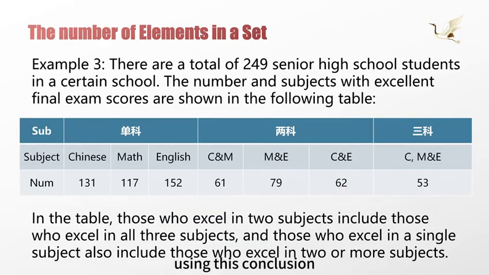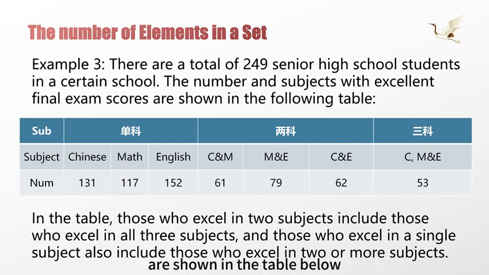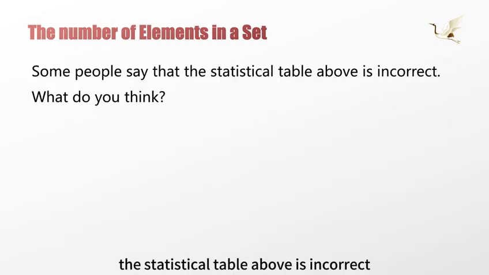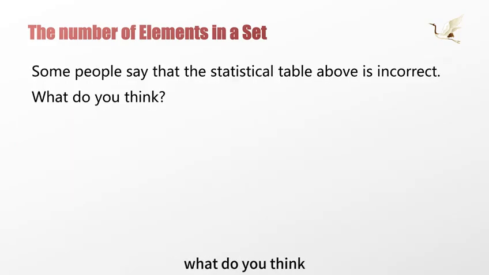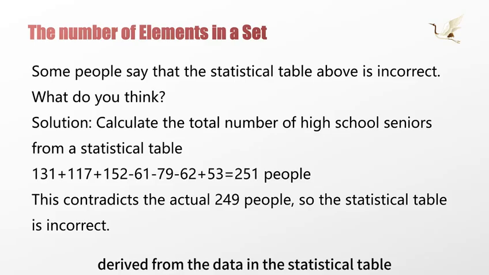Using this conclusion, we will solve the following practical problem. There are a total of 249 high school seniors in a certain school, and the number and subjects with excellent final exam results are shown in the table below. Some people say that the statistical table above is incorrect. What do you think?